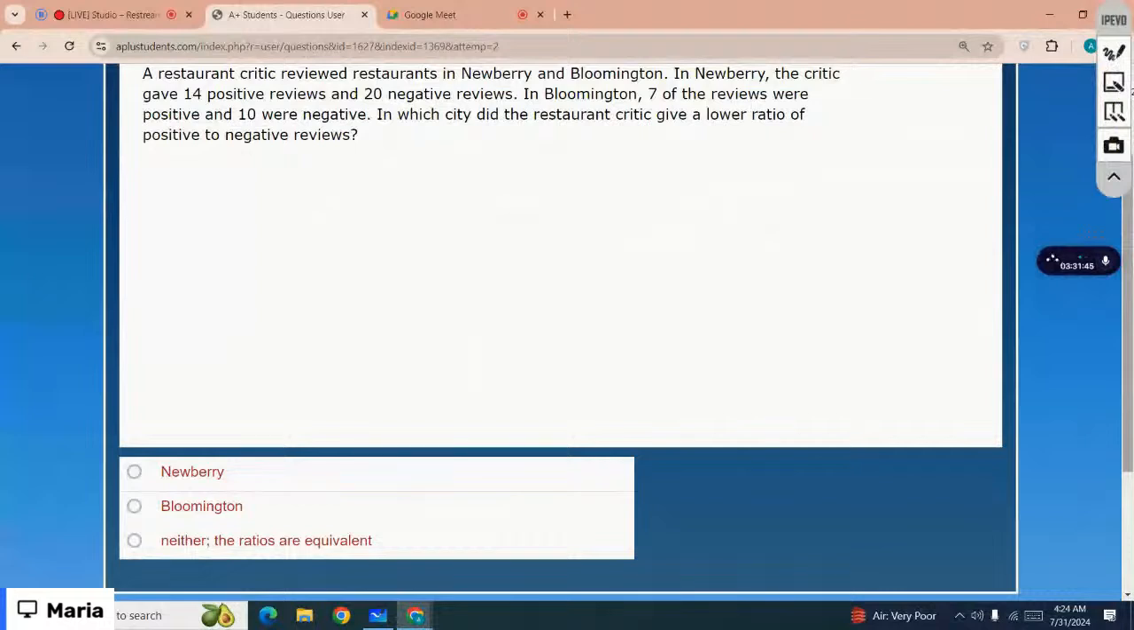Both the ratios are exactly equivalent, right? The correct option is neither, they are equivalent. Option number 3 is the correct option.